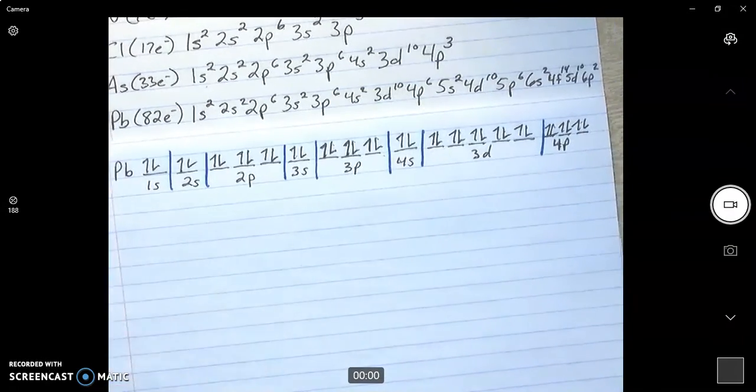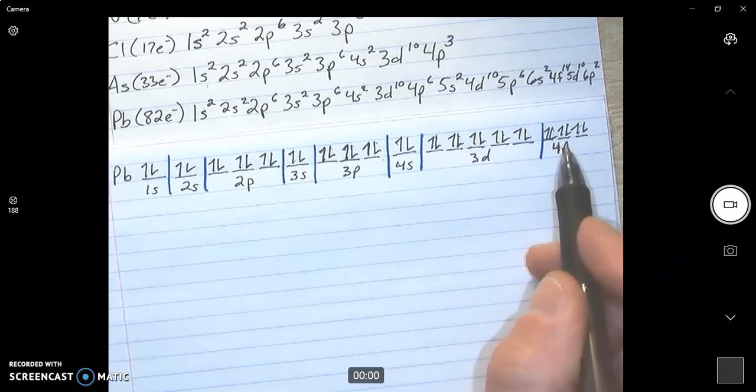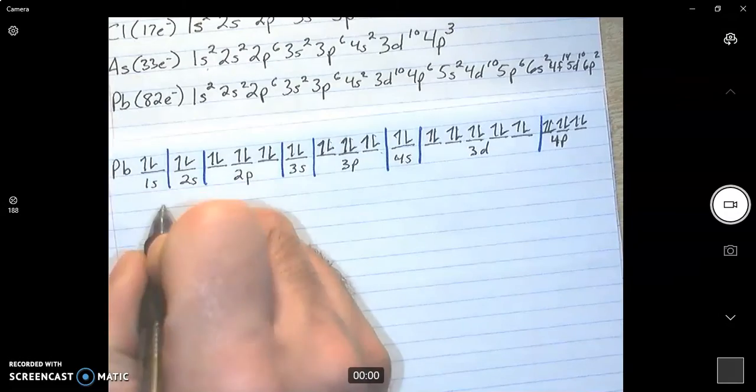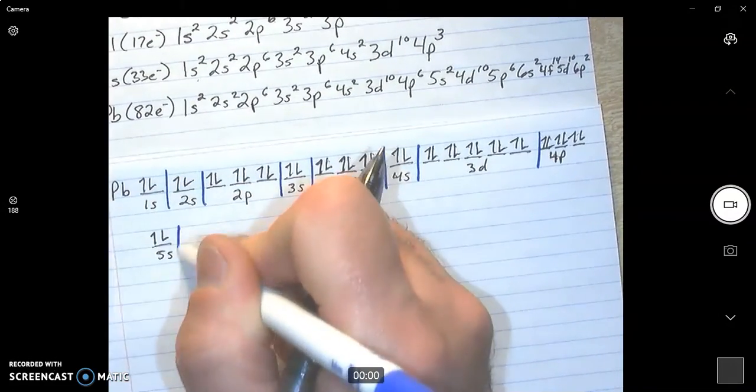Now, obviously, we're out of room. So, continue on with the next row. Give yourself a little bit of space. I'd probably skip a line. After 4p comes 5s. 5s is going to get filled up and down. We're going to put our break in.